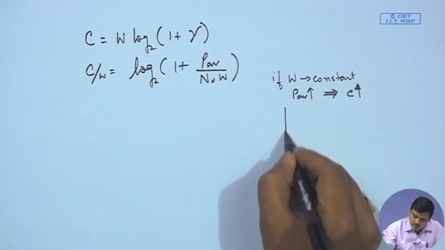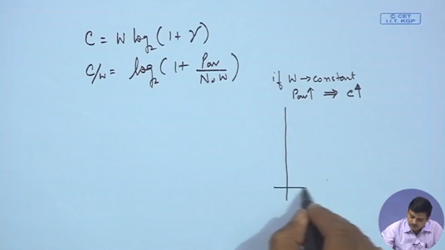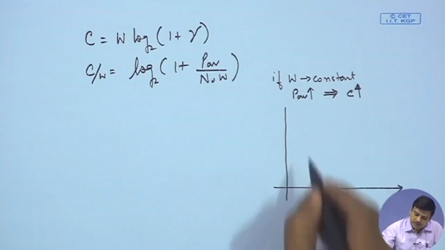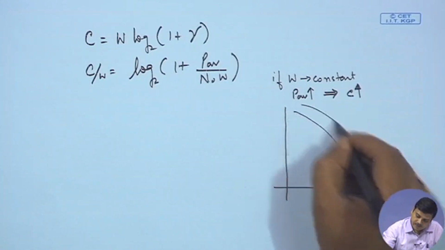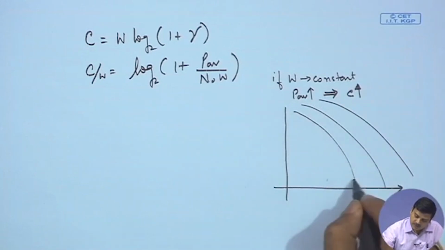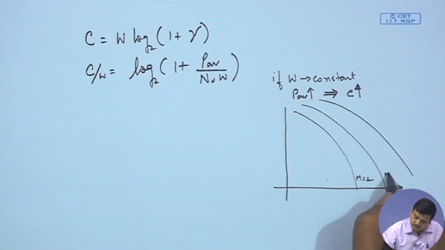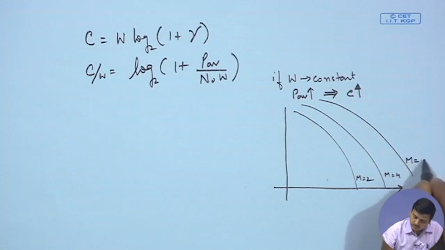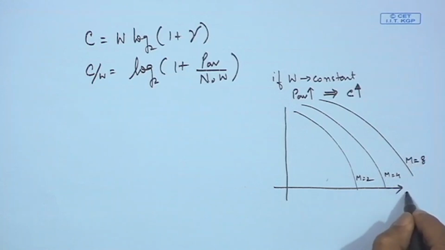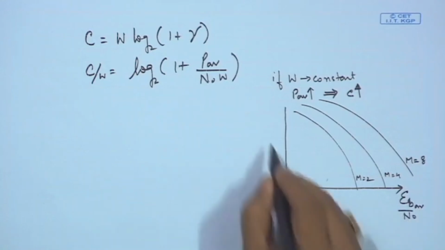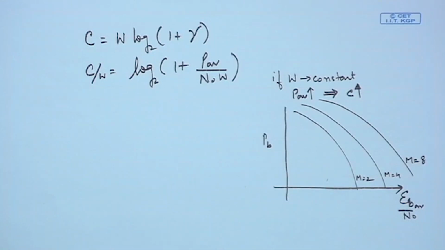You would also remember the error probability expressions for different m. As we keep increasing m, 8 and so on and so forth, the probability of error increases.